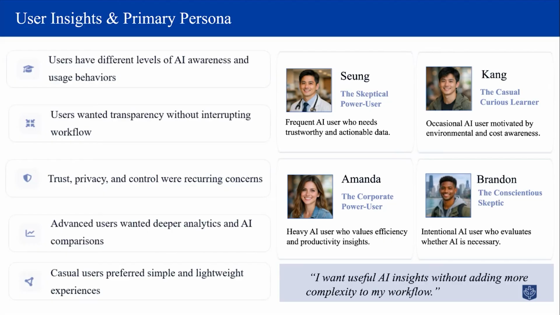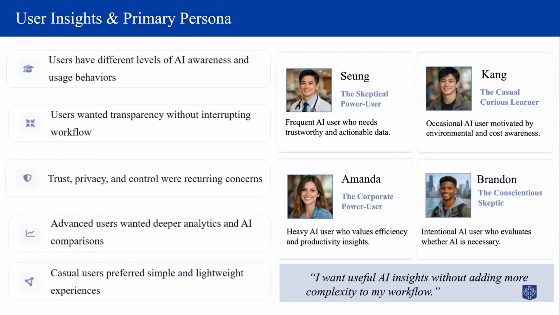Each reflects a different level of AI experience, awareness, and motivation. Seung is a skeptical power user who wants trustworthy and actionable data. Kang is a casual learner who is most likely to change behavior when shown impact data. Amanda is a high-volume professional user focused on efficiency and productivity.